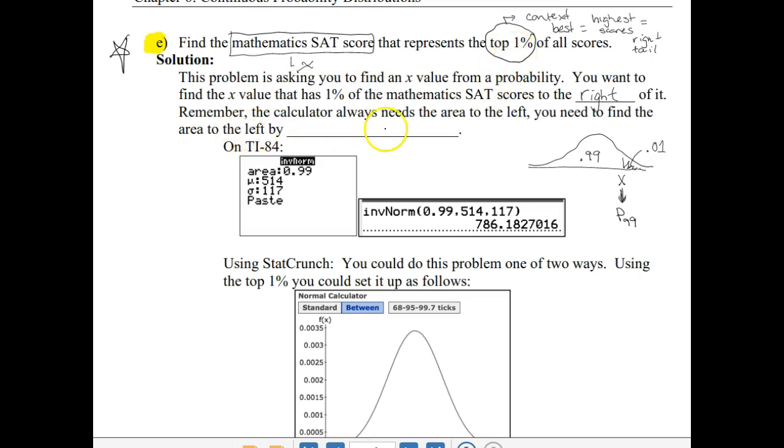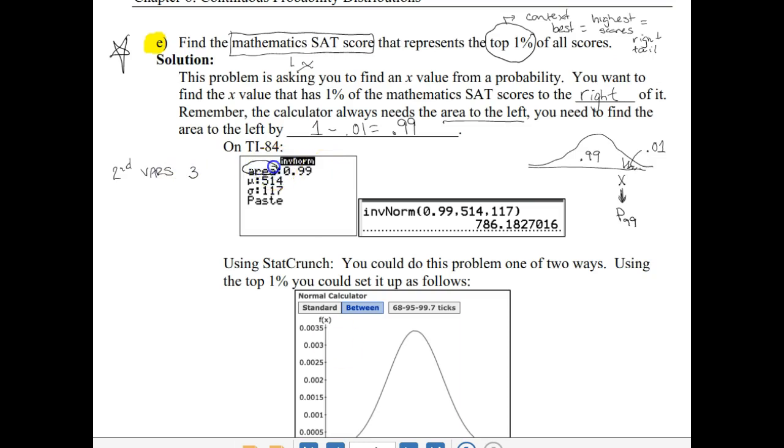So remember, the calculator always needs an area to the left. So we need to find the area to the left by taking 1 minus 0.01 and getting 0.99. Okay, so at this particular x value, if 1% of the scores are above it, that means the other 99% of the scores are below it. All right, so on the TI-84, we would use inverse norm. So again, we would go into second vars to get into the distribution menu, and we would use option 3 to get into inverse norm.